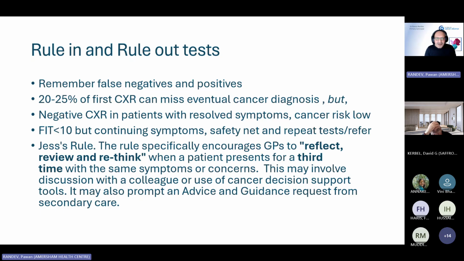Okay. Another example is the way that we use FIT tests. And we know that if a patient comes back with a FIT test of greater than 10 micrograms, we refer in.